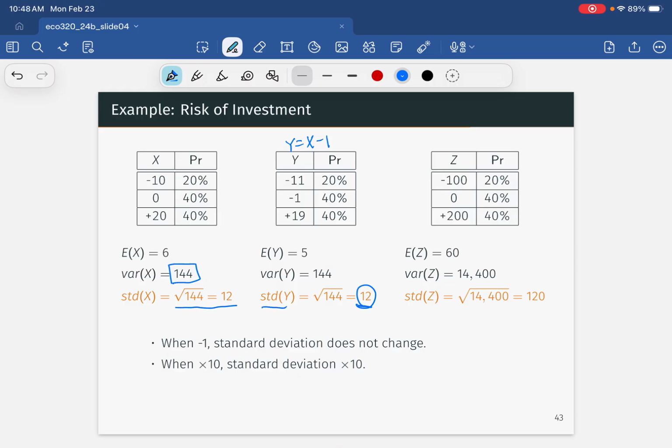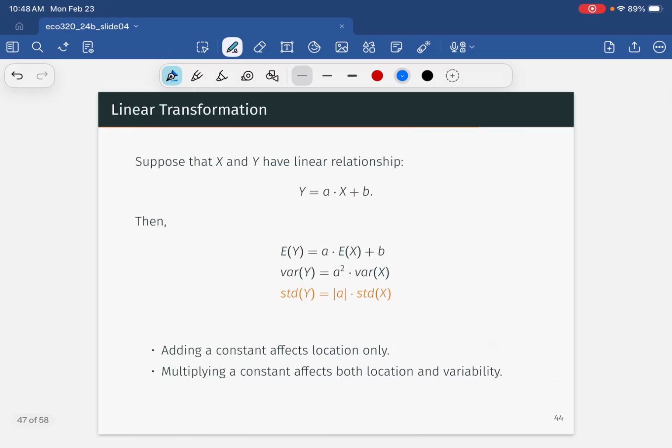That is not surprising, right? But the point here is z is 10 times x, but variance is multiplied by 100. But standard deviation, if you take square root again, then it becomes 10 times larger than before, right? So exactly 10 times, which is desirable. This is the reason why we are going to use the standard deviation, right?